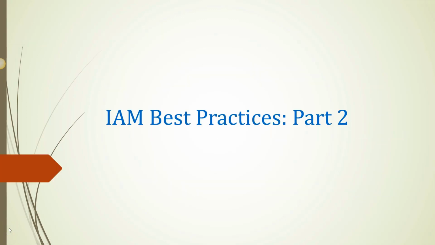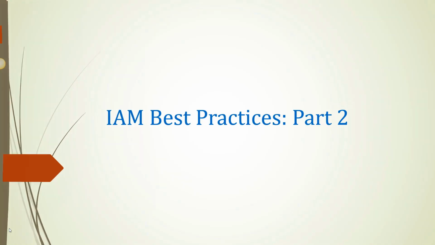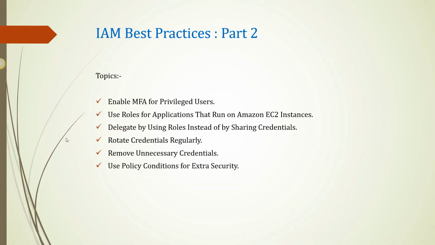Now let's talk about IAM best practices part 2. So here the topics are enable MFA for privileged users, use roles for applications that run on Amazon EC2 instances, delegate by using roles instead of sharing credentials, rotate credentials regularly, remove unnecessary credentials, and last is use policy conditions for extra security. So let's talk one by one.